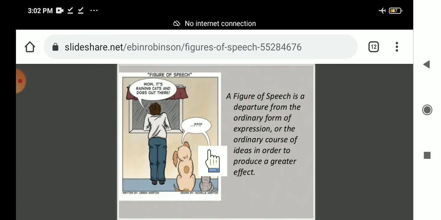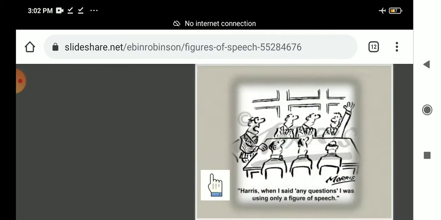And in the last class you have read this one, literal meaning and figurative meaning. Literal meaning means a straightforward meaning, and figurative meaning means the sentence which is jumbled up with the help of idioms. Let's begin with another slide.